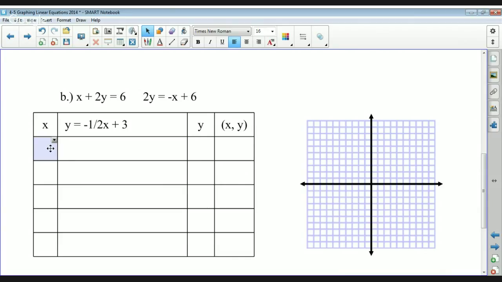I'm going to use the same coordinates I used before. I'll start off with negative 2. Set y equals negative 1/2 times negative 2 plus 3. Negative times a negative is a positive, and half of 2 is 1, so I have 1 plus 3, which is 4. So my first ordered pair is negative 2, 4.